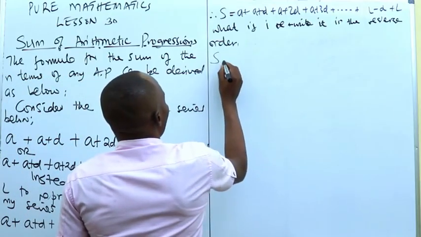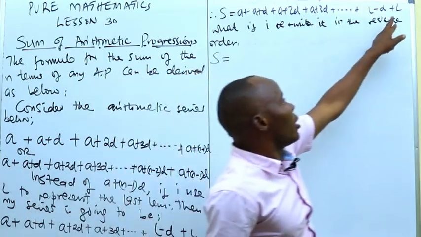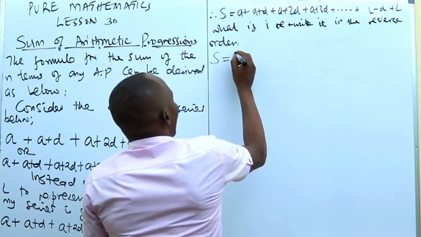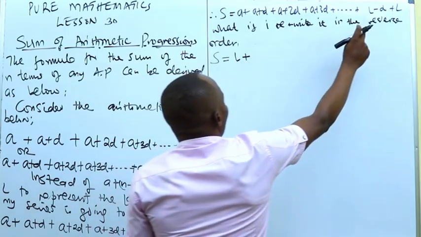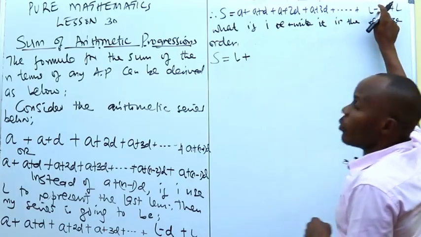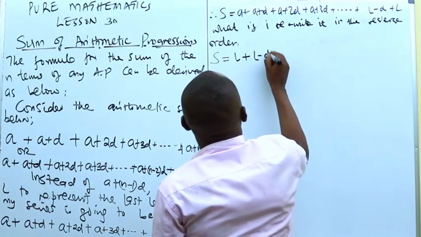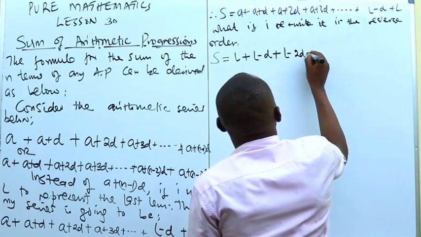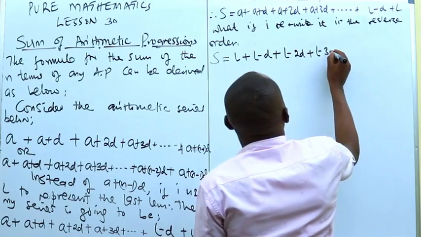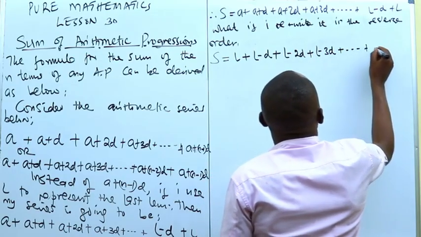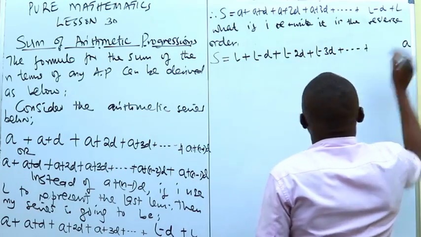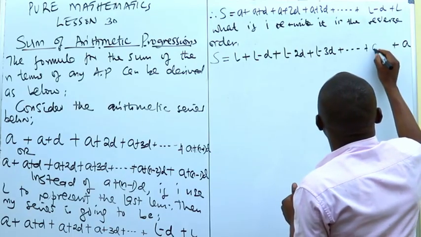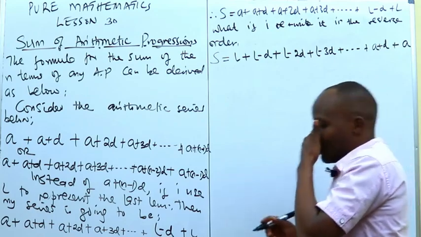I'll have my S is equal to, reverse order means I'm now starting with the last term. So I'll have L plus the term before it, L minus D, plus L minus 2D, plus L minus 3D, plus, now this one is the first term, it is the one I'm starting with. After the first term, I'll have A plus D.